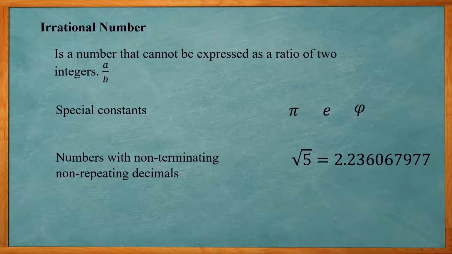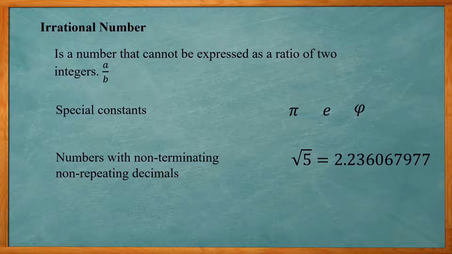Now for irrational numbers, those are numbers that cannot be expressed as a ratio of two integers. So I can't write it as a over b. Some of these include special constants such as pi, Euler's number, e, and the golden ratio. Decimal numbers that are non-repeating and non-terminating are also irrational numbers. And these typically tend to be square roots of numbers.